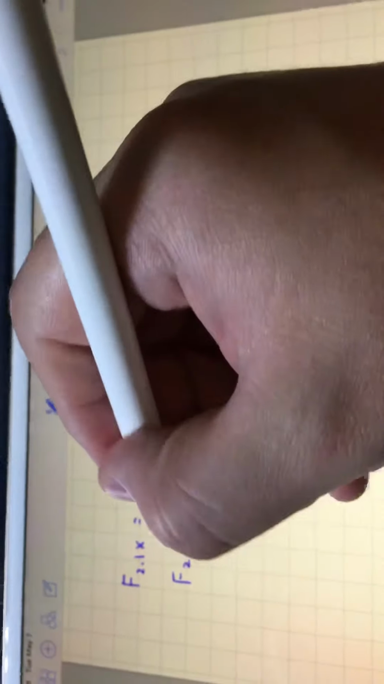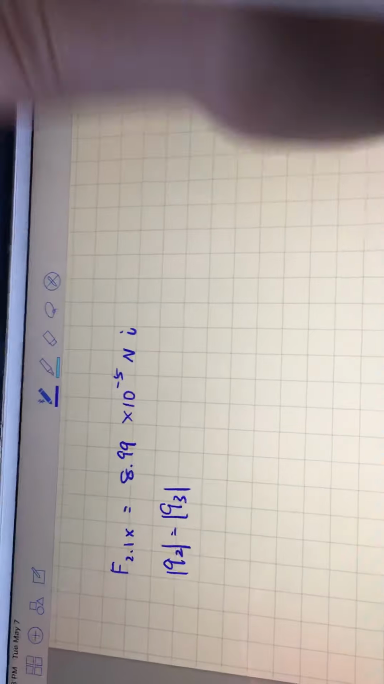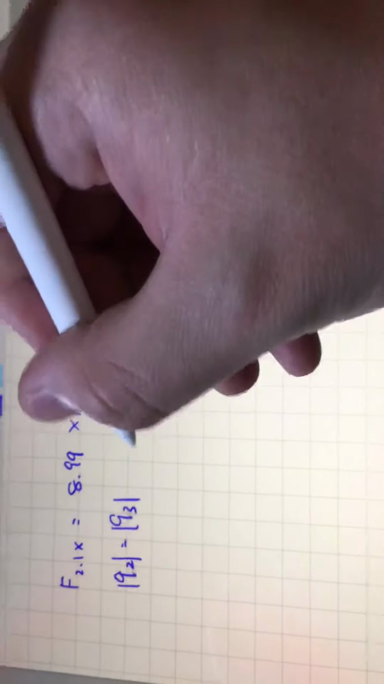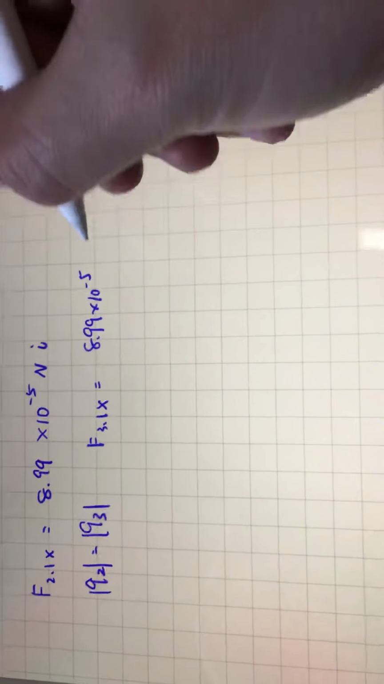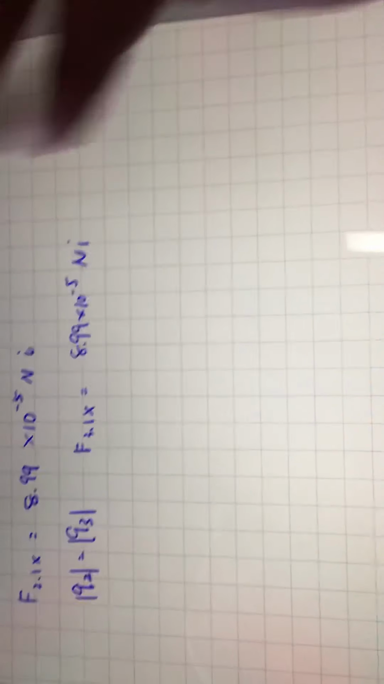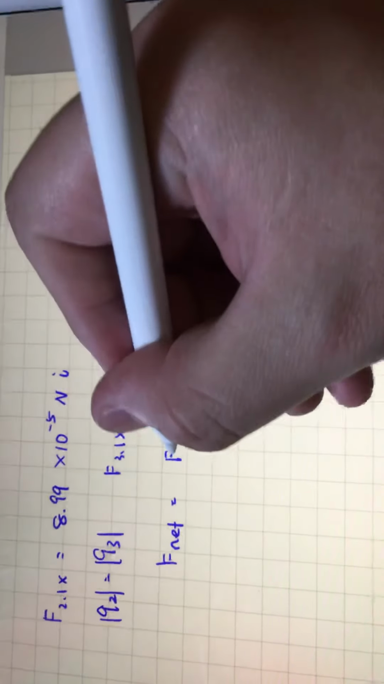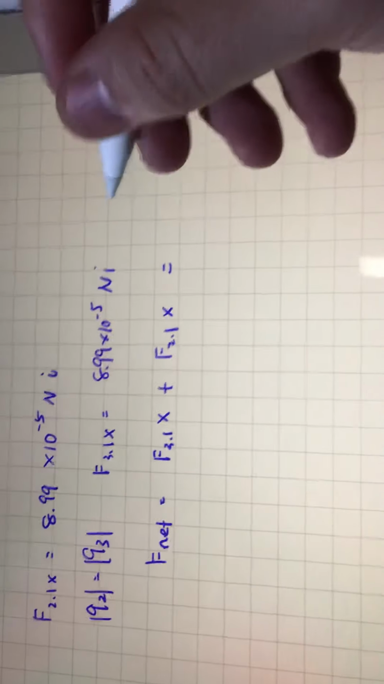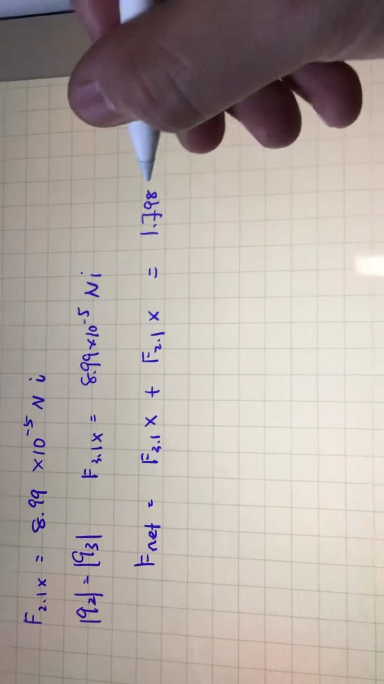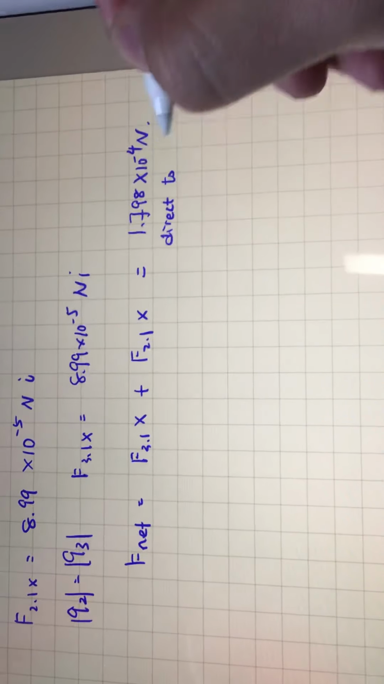We also know Q2 equals Q3 in absolute value, so F3 on 1 x is also 8.99 times 10 to the negative 5 Newton, x component. So F net will be the sum of F3 on 1 x plus F2 on 1 x, equal to 1.798 times 10 to the negative 4 Newton, directed to the right.